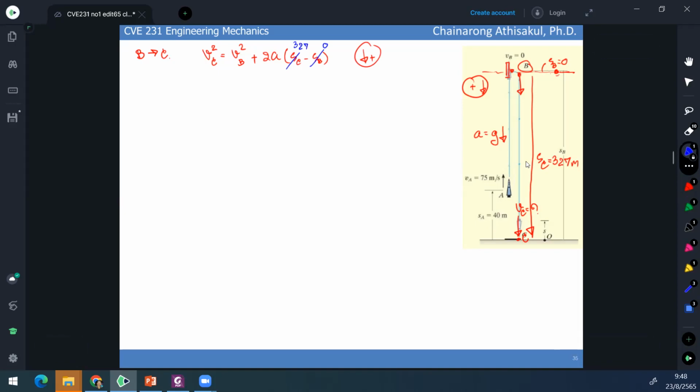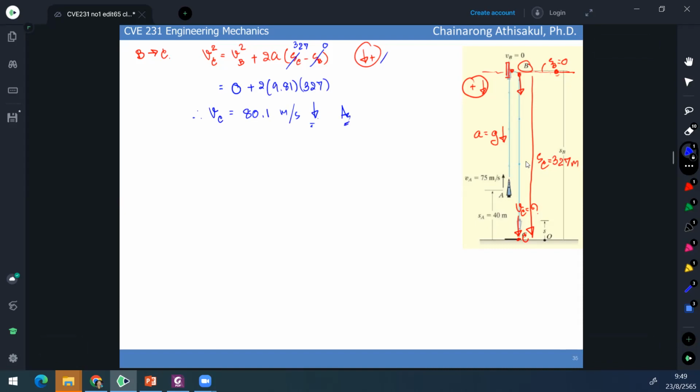And VC we don't know. But VB is at the maximum height, so VB is equal to 0. Then VC squared equals 0 plus 2A, where A is 9.81, positive because we set downward as positive, times 327. After we solve this equation, we obtain VC equal to 80.1 meters per second, going down.